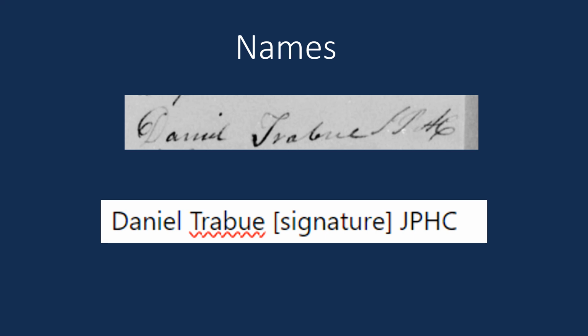Type names the best that you can read them. It is common that the same name is spelled differently on the same page or in the same document. Spell it as closely to the way as it is found in the document. When it is a signature, add the notation of signature in square brackets. This makes it so that if someone can't see the document, they will at least know that it was a signature.